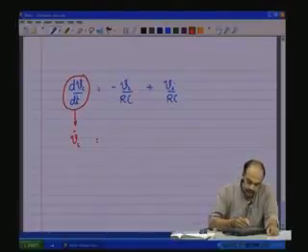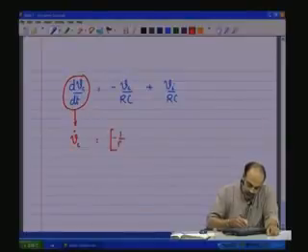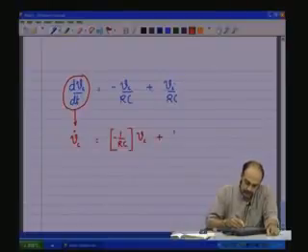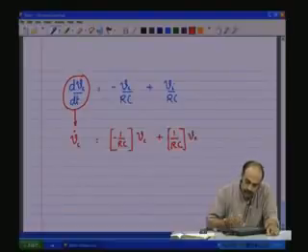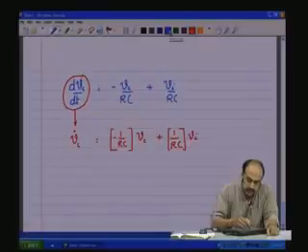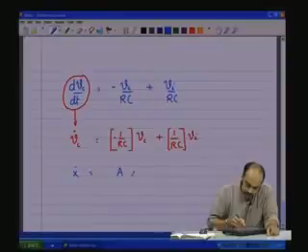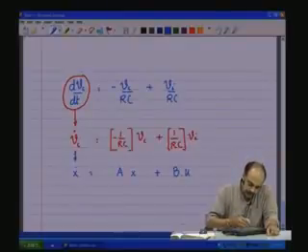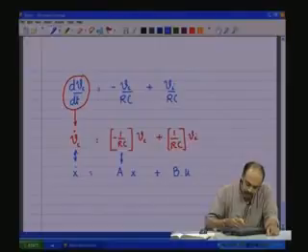Now, this can be written as minus 1 by RC into Vc plus 1 by RC into Vi. Now, see that compare this with the standard form, which is x dot equal to A x plus B u. There is a one-to-one correspondence between these two.